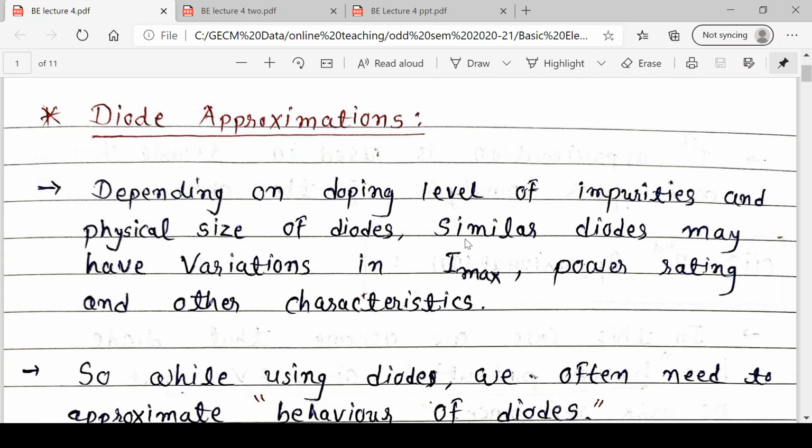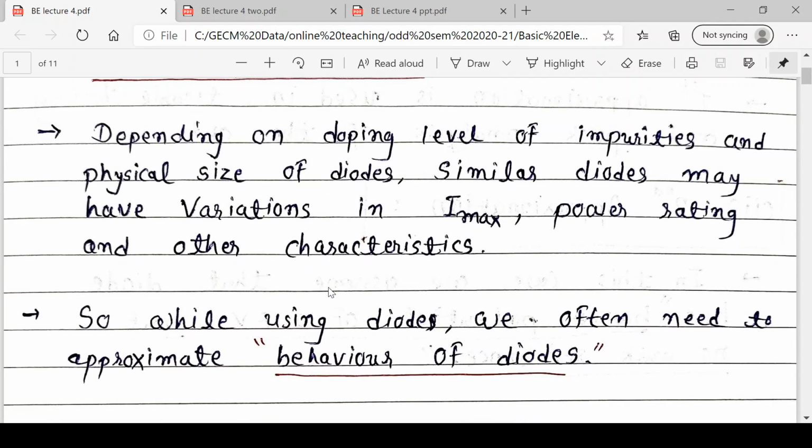Their Imax, maximum DC forward current, may be different. Their power rating may be different. Their reverse breakdown voltage may be different. And so many changes may be there. That means due to this variation, your similar diodes may behave differently. So under such circumstances, what do we need to do? If we want to analyze them, then we need to approximate the diodes. If the diode gives such kind of reading, we will assume that it is forward biased. If it gives a typical kind of reading, then we will say it is reverse biased. So that's why we require diode approximations.